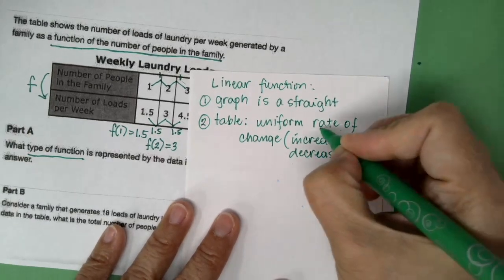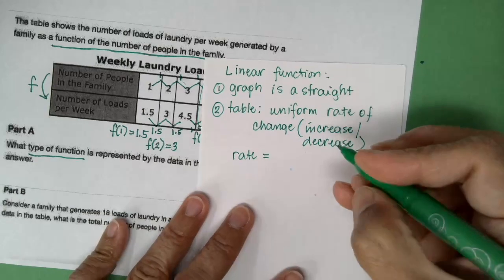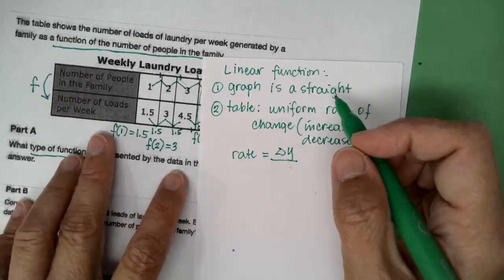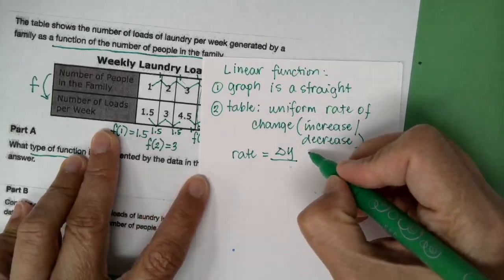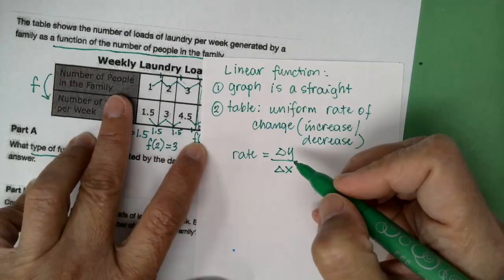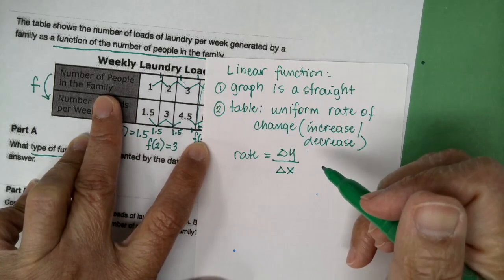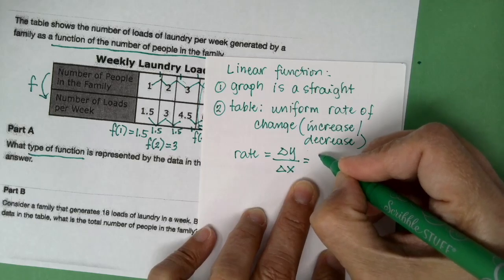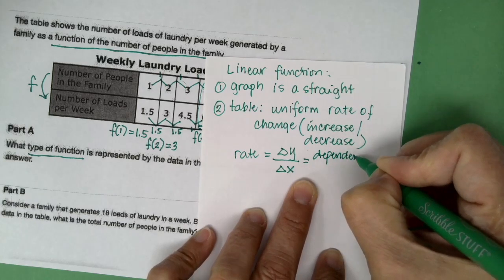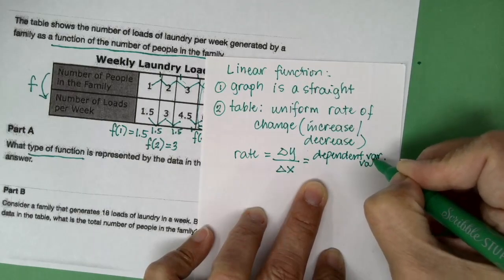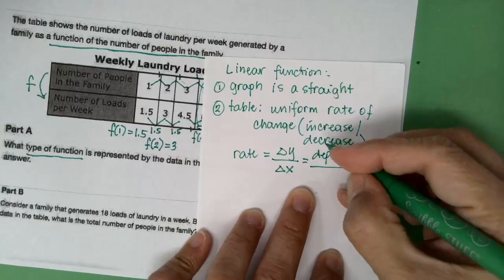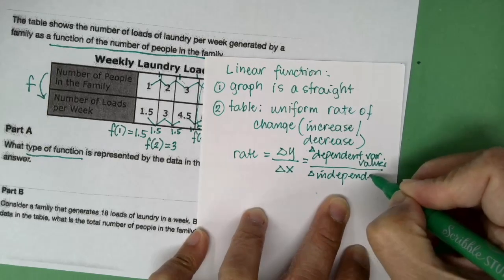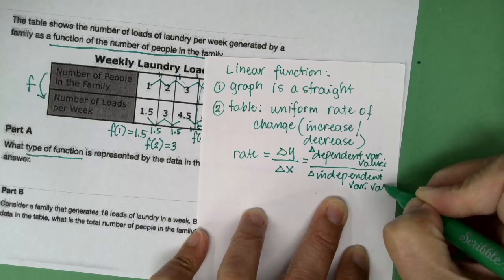And this rate of change is the change in y, which is the increase in your dependent variable, over the change in x, which is the change, increase or decrease, in your independent variable. So the numerator is the change in the dependent variable values, over the change in your independent variable values. There you go.